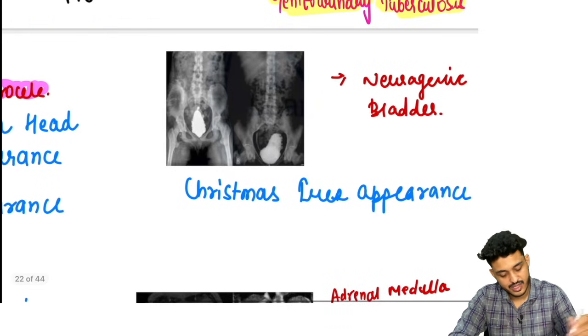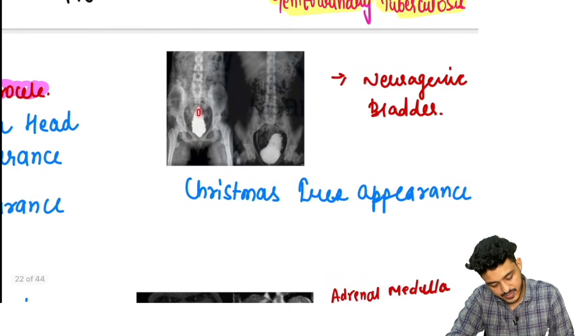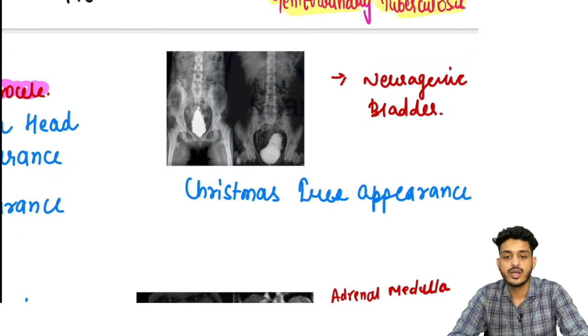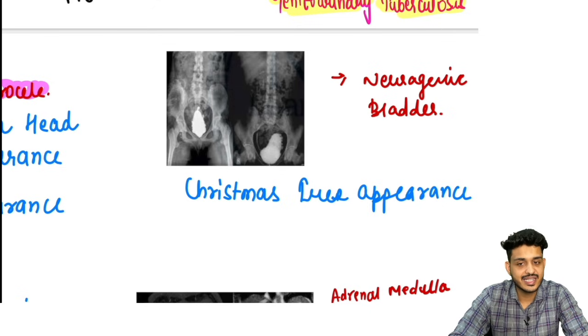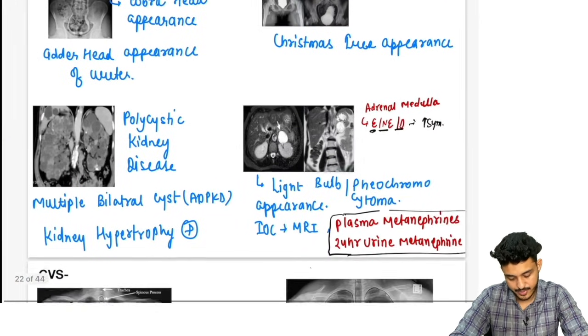Then we have got this Christmas tree appearance of the bladder that you are finding. This is seen in the cases of neurogenic bladder. This is seen in the cases of neurogenic bladder, beta.